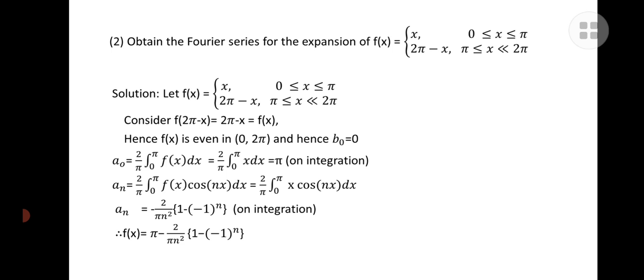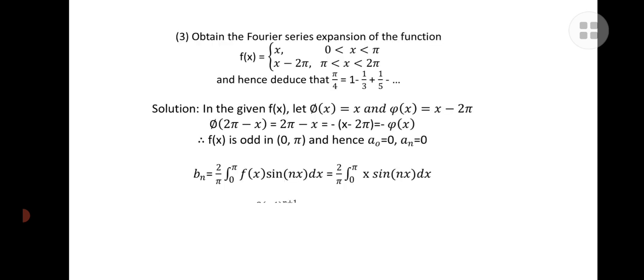So that a_n is 2 divided by pi integral 0 to pi x cos nx dx. On integrating, we get a_n is equal to minus 2 divided by pi n squared into bracket 1 minus (minus 1) to the power of n. So the Fourier series, which we can write as f of x, is equal to pi minus 2 divided by pi n squared into bracket 1 minus (minus 1) to the power of n. That means only the substitution of a0 and a_n values.